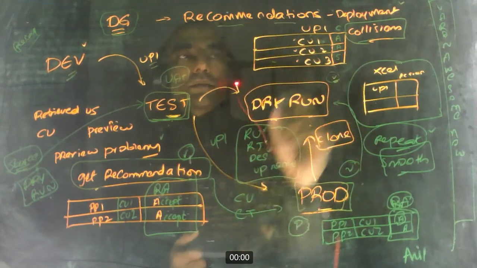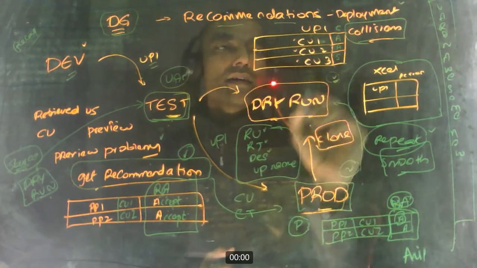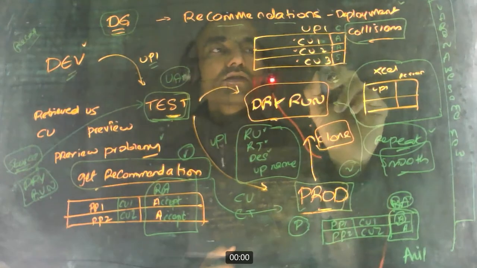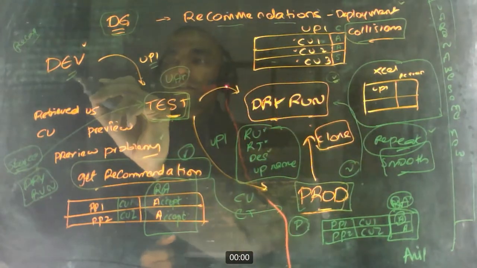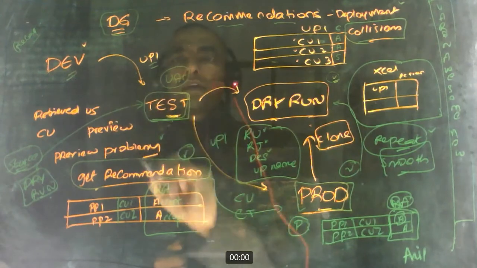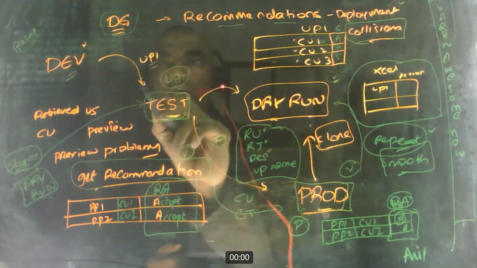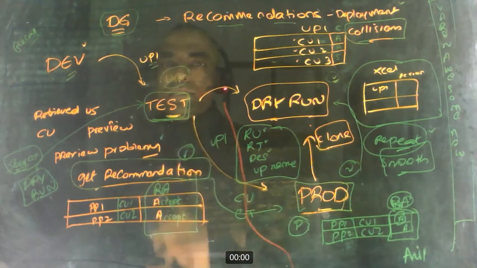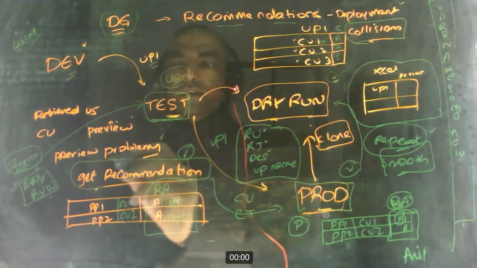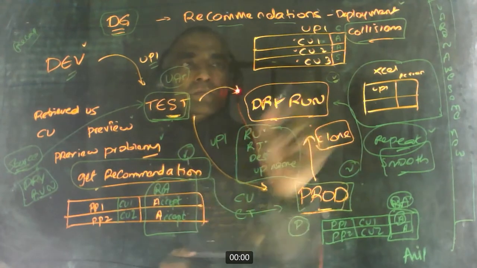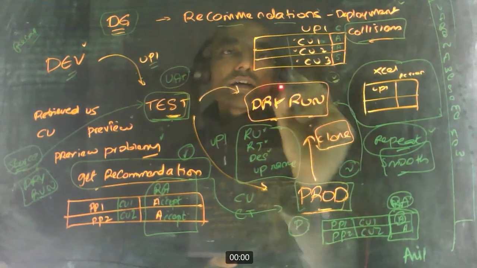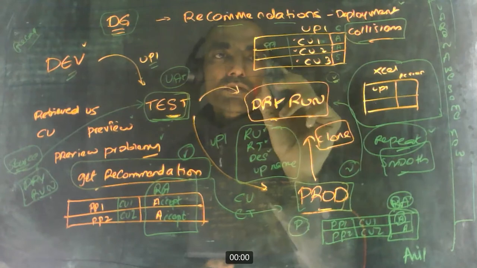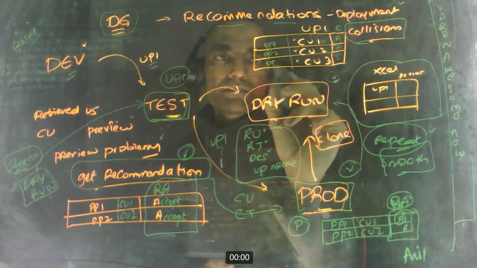So imagine there's an update set called UP1. It has three customer updates, CU1, CU2, and CU3. Now you have deployed this update set from dev to test. And as part of this deployment, you have done a preview of the update set. And when you have previewed it, you have seen that there are three preview problems for all these three customer updates. We call them PP1, PP2, and PP3.